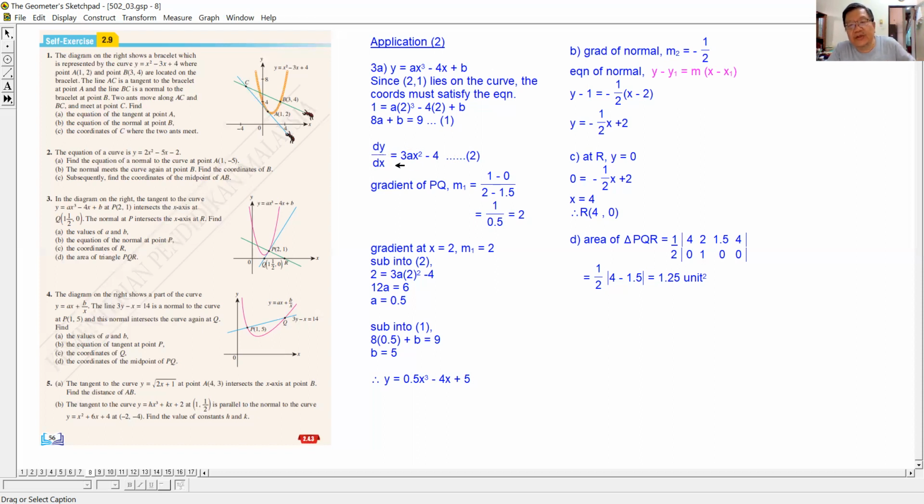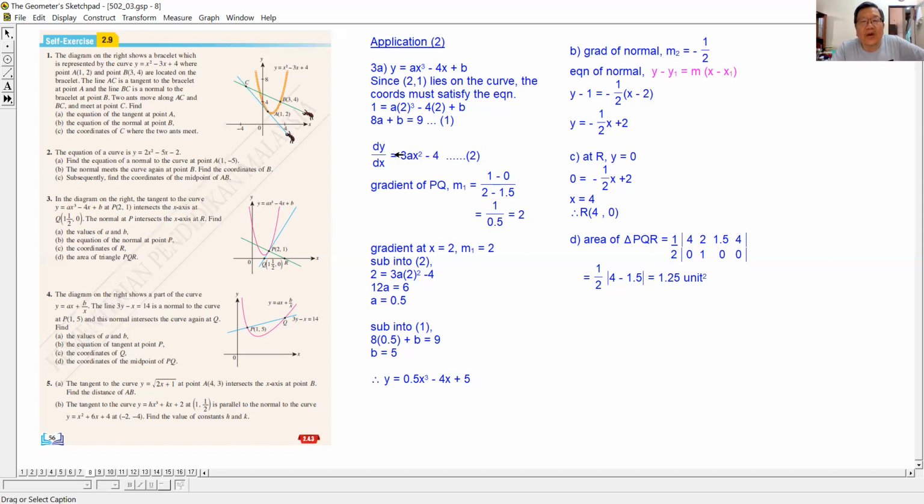You need to substitute in values for x. Looking back, the x at the tangent is 2. The value of x is 2. So I substitute x equals 2 into this equation, then I will get the gradient of the tangent at this point.